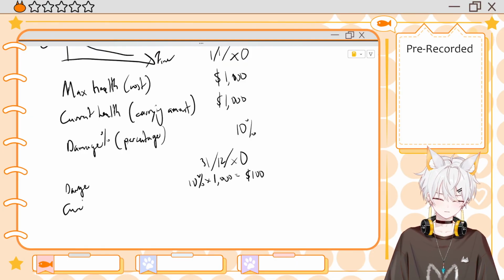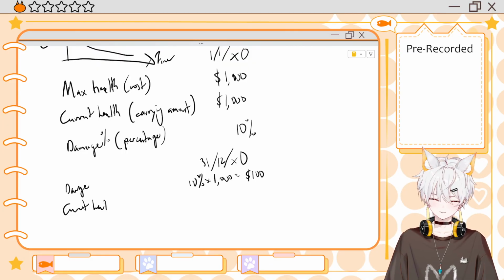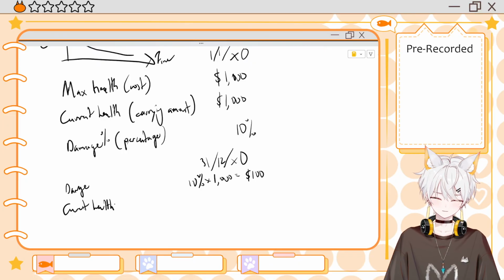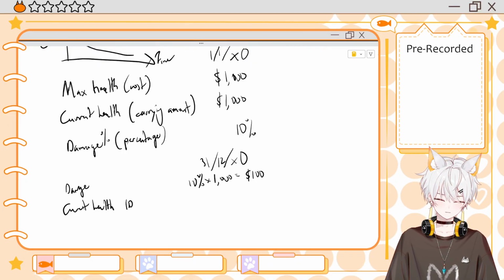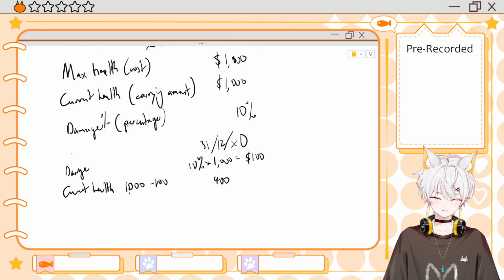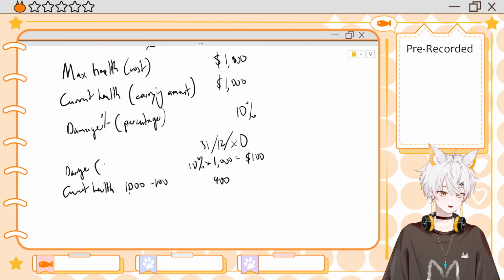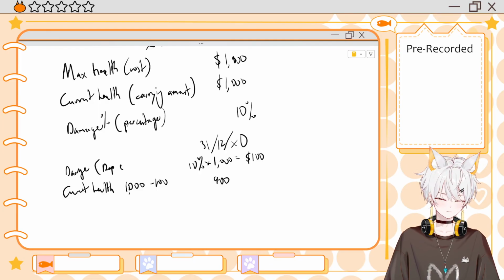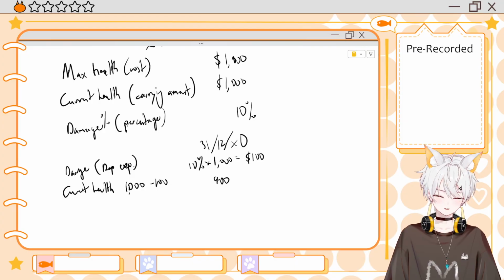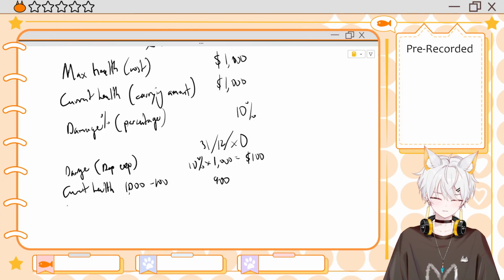But your current health would be 1000 minus 100, so that would be 900. Your damage percent doesn't change. What this damage actually means is your depreciation: depreciation expense, annual depreciation. Your current health is still your carrying amount. That doesn't change.